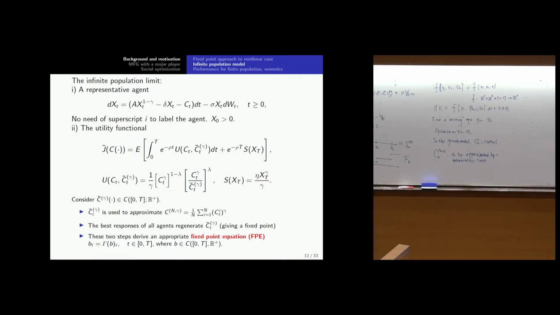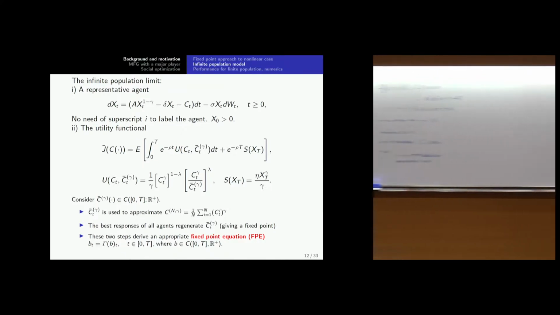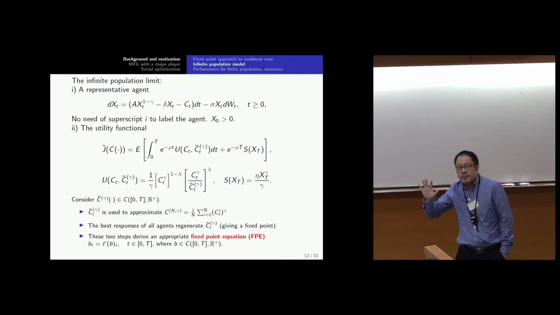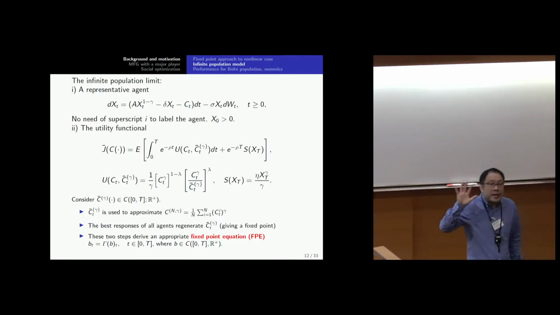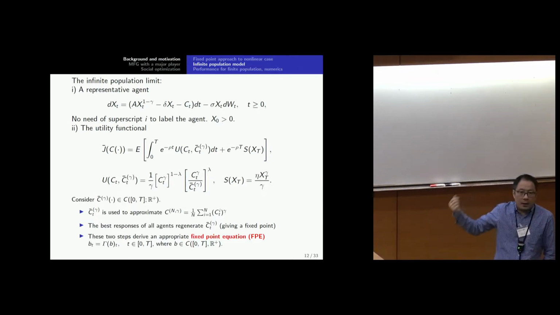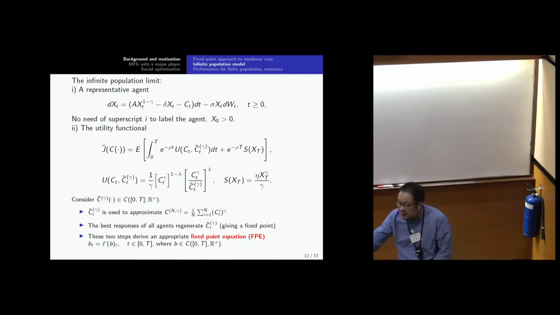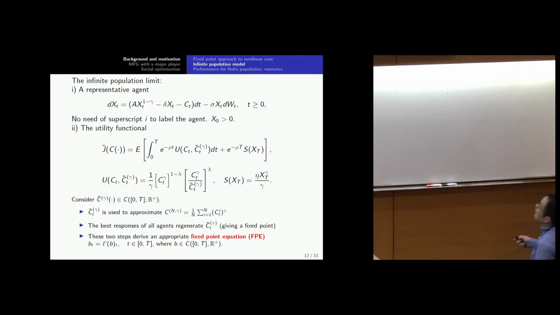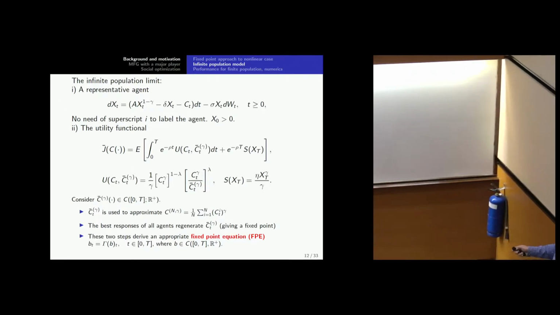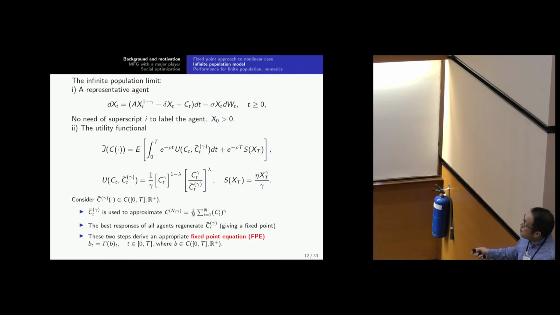The next part is to imagine all other guys are doing the same reasoning. So they also separately figure out their best responses. So everybody does the same. Then we can imagine their closed loop will regenerate something. Actually, we require that they regenerate the same deterministic curve.